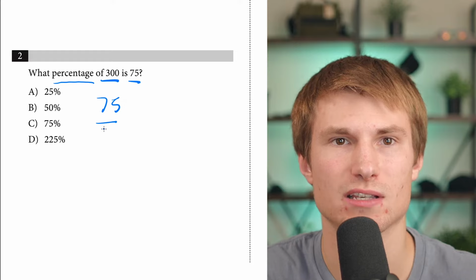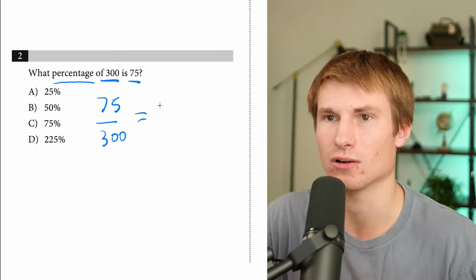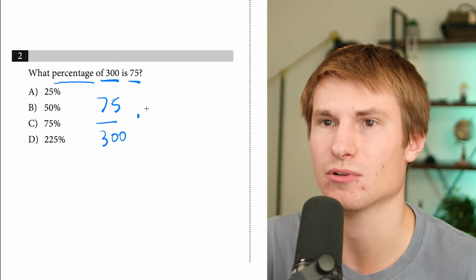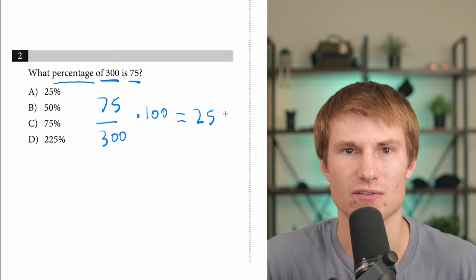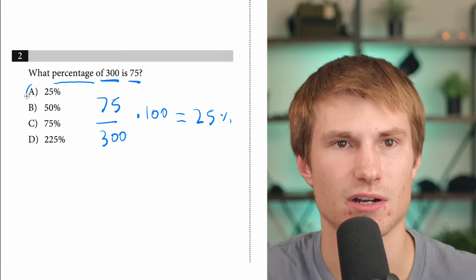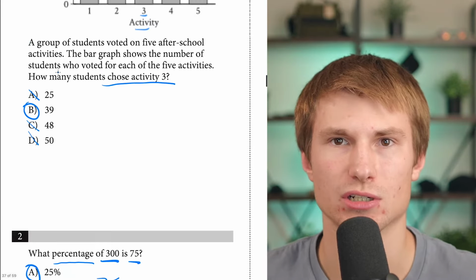So we take that 75 and put it over 300. That gives us 0.25 as a decimal. To convert that to a percent, we multiply by 100, and that gives us a value of 25%. So our answer there is going to be answer choice A. Moving on to question number 3.